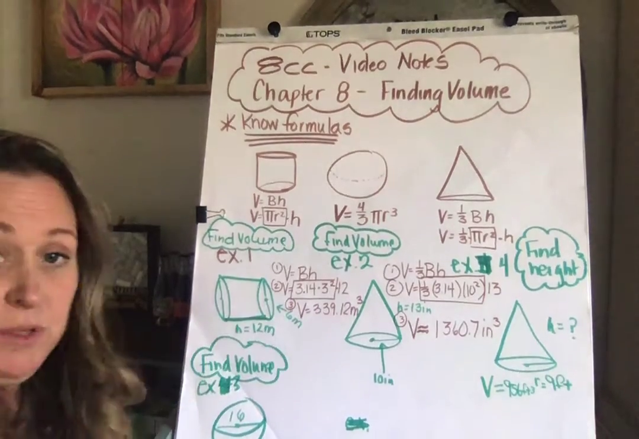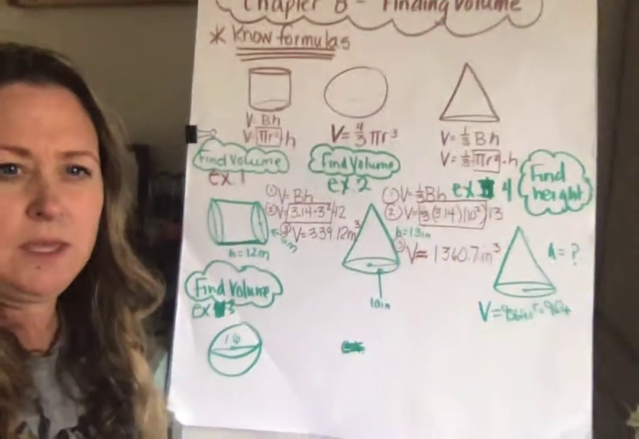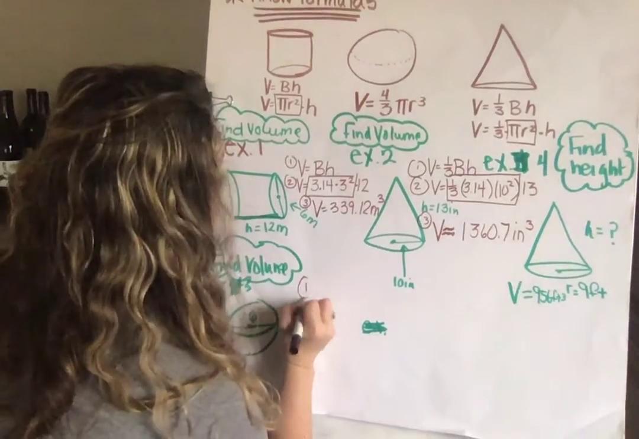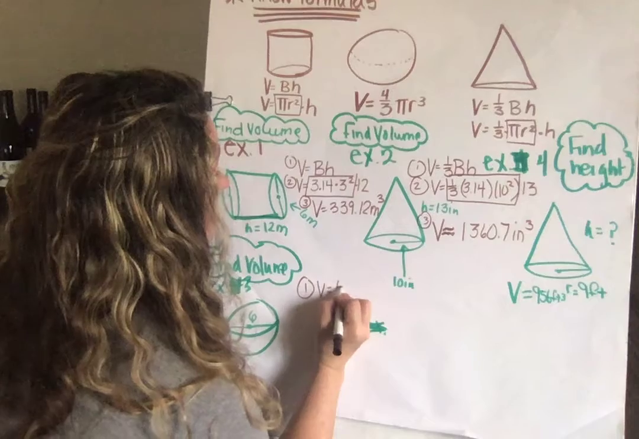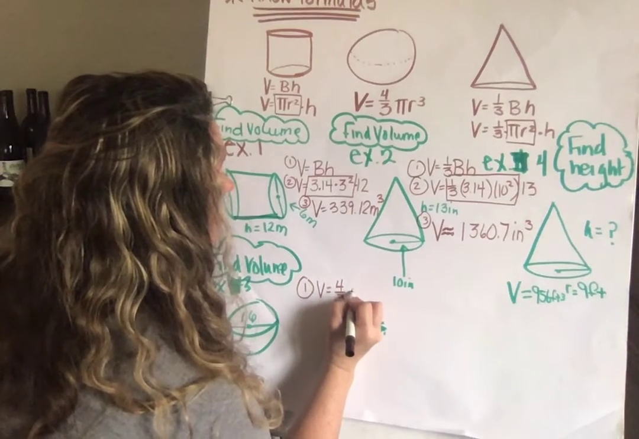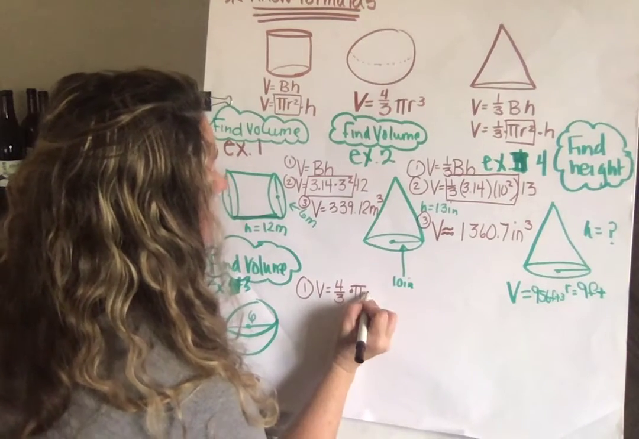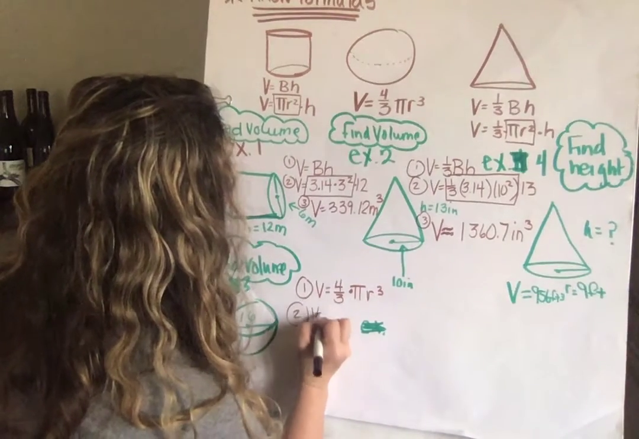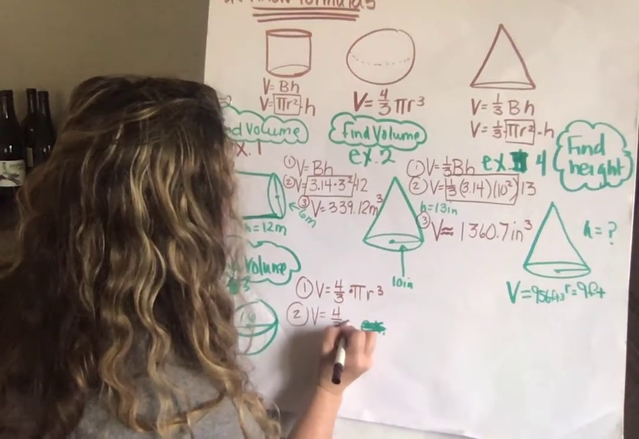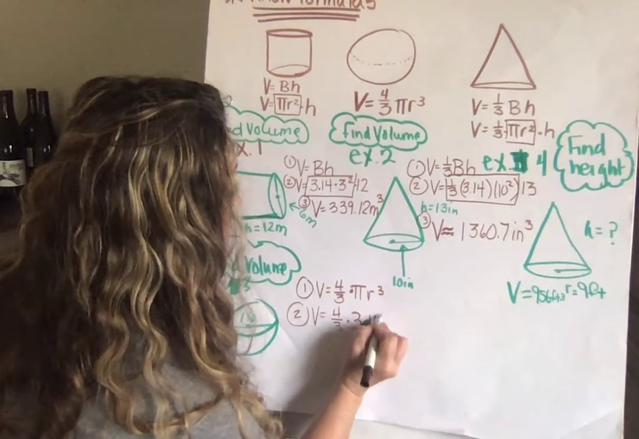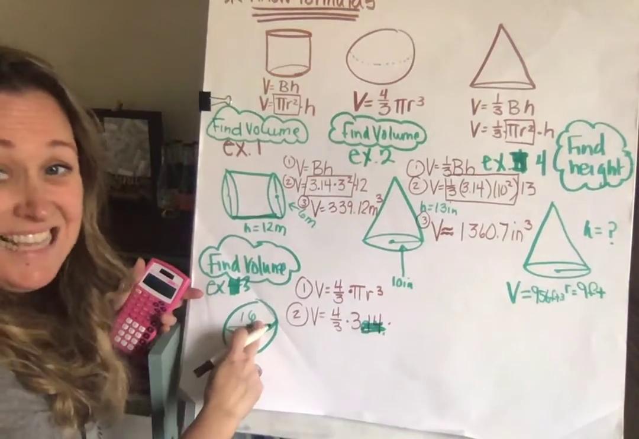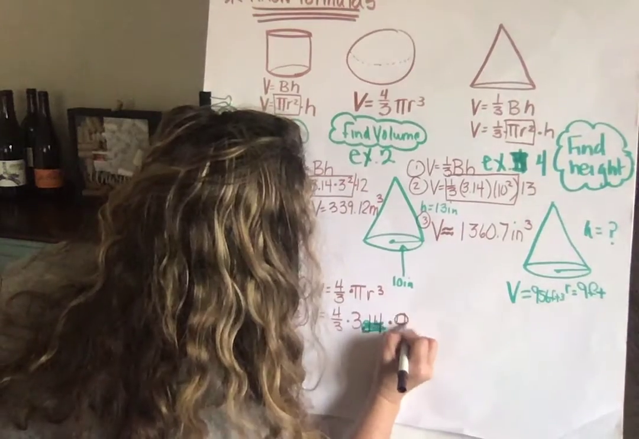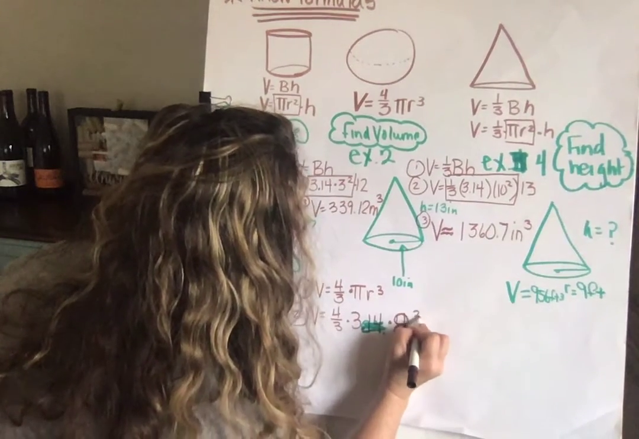All right, number 3 is down here, so I'm going to move my screen like this. Now, volume of a sphere. Volume equals 4/3 times pi r cubed. So now, number 2, volume is 4/3 times 3.14 times, they gave me 16. So my radius is 8. Half of 16 is 8.